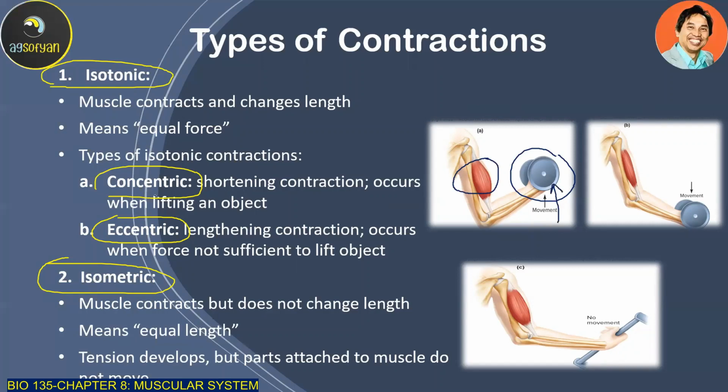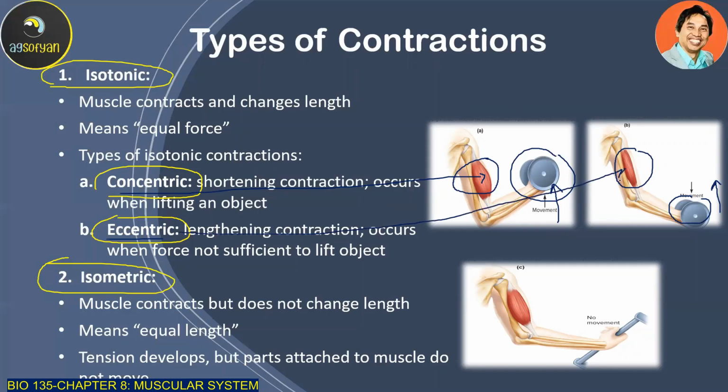This is what we call concentric muscle contraction. The second type of isotonic is called eccentric. This is when the object is actually really heavy. We try to move it up, but we cannot, because it's too heavy. But our muscle over here is contracted, trying to move this one. So this is what we call eccentric.